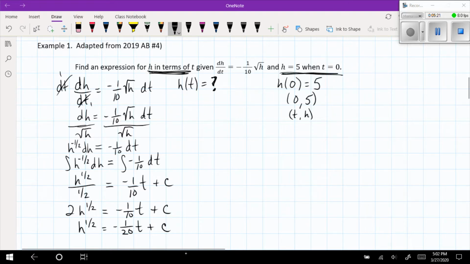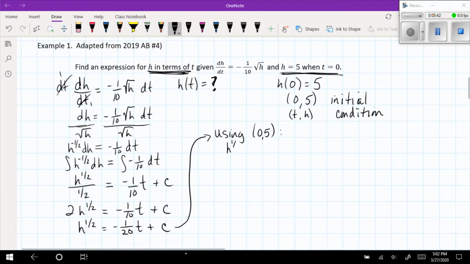So let's bring this up over here together with our initial condition. I'm going to write up here that this is the initial condition. So using now that initial condition, 0, 5, I'm going to take this h to the 1/2 equaling negative 1 over 20t plus my constant, and I am going to substitute the h and the t, and I am going to solve for c. I like to write my parentheses before I do my substitution. Those of you in my class, you know that about me already. It eliminates a lot of copying errors and silly mistakes.